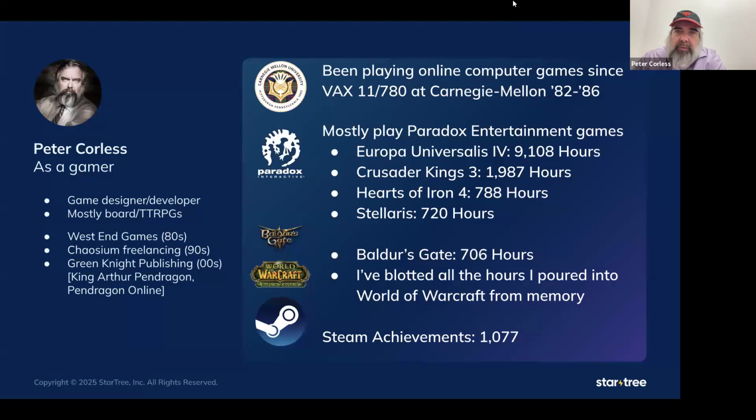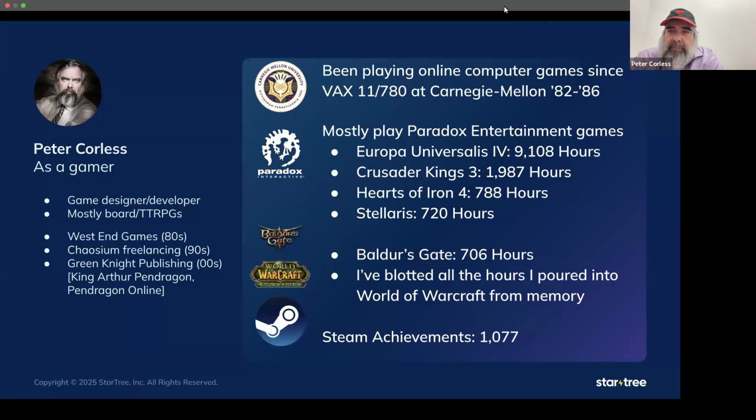Before we get into this, I just want to go through my own quick curriculum vitae. I'm not quite an OG gamer, but definitely up there. I've been playing online games since being on my first VAX 11/780 at Carnegie Mellon back in the 80s. These days, I play mostly Paradox games. You can see how many hours I've thrown away in my life doing these things. I'm not in the computer gaming industry. I have a background in desktop and tabletop games, so basically board games, role-playing games, etc. But I have to tip my hat to all the folks who, day in, day out, create computer games, because it's a completely different art and science.